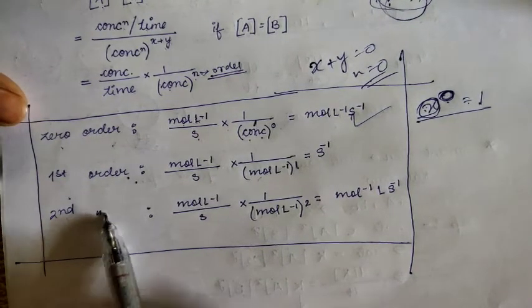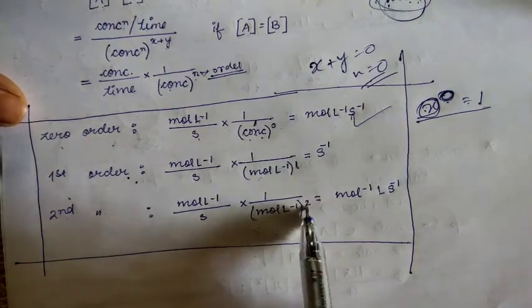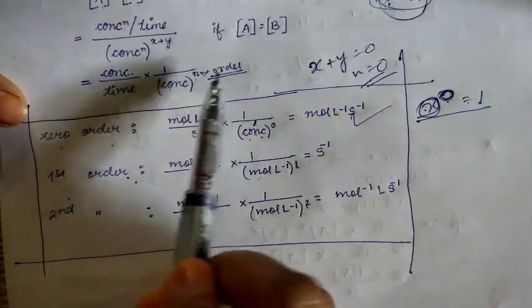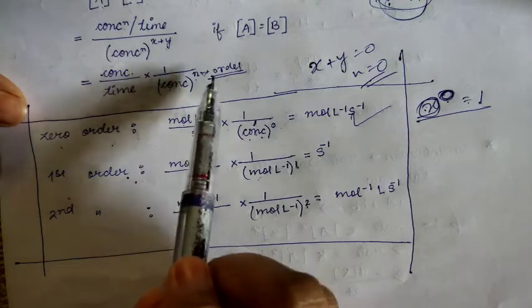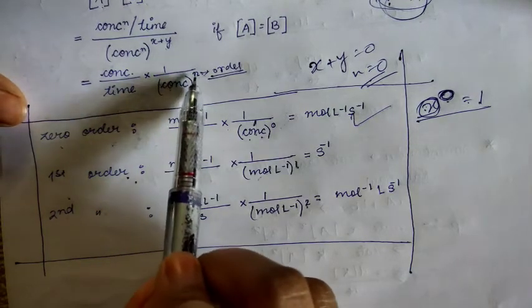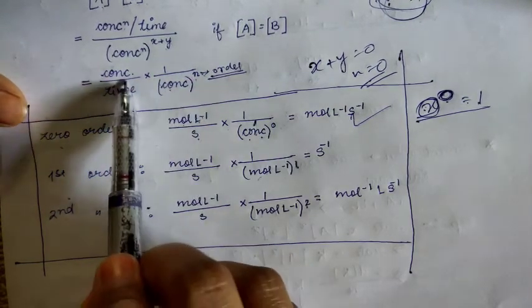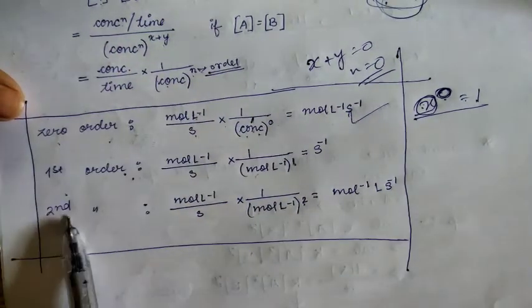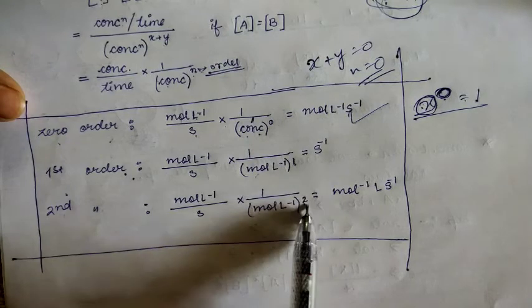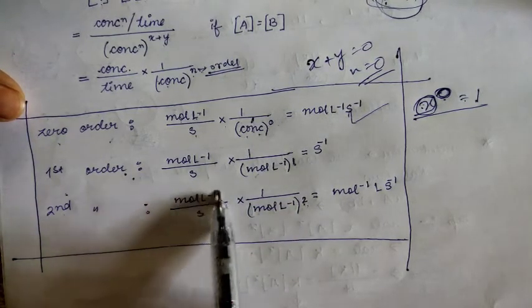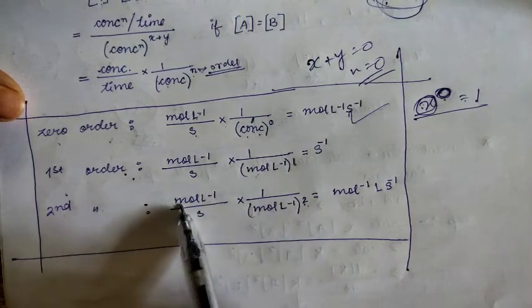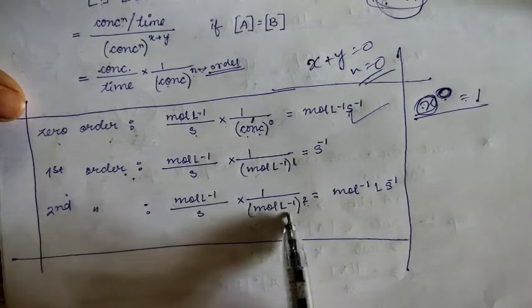Next, second order, just put a 2 here. Go with the formula. If you are confused, the formula is here. When we say second order, you have to put the 2 here. When we say first order, put 1 here. And concentration, you know, it's mole per liter, time is second, simple. So 1 mole per liter is here and 2 mole per liter is here. So this will get cancelled, and here only 1 will be left.